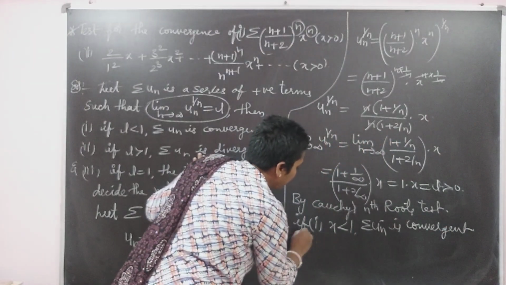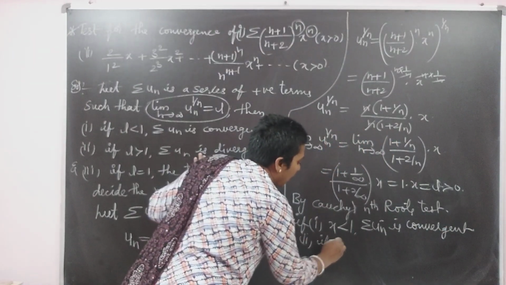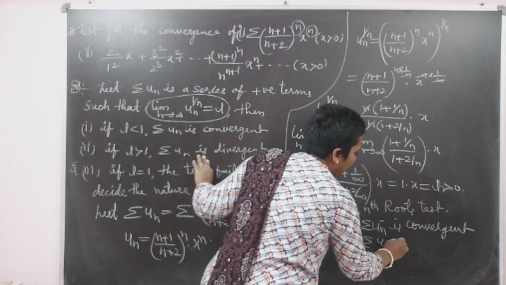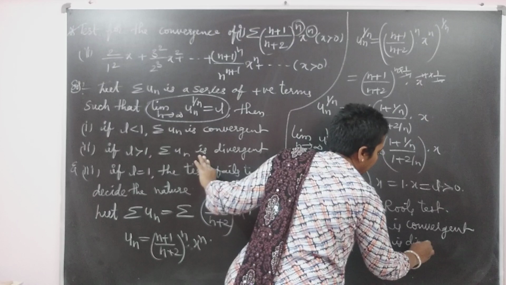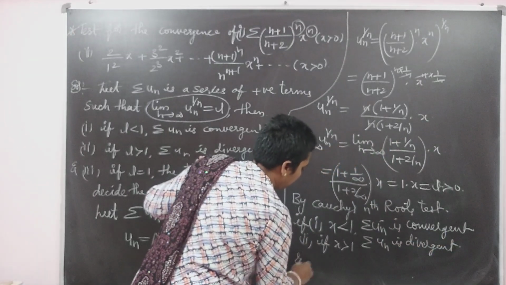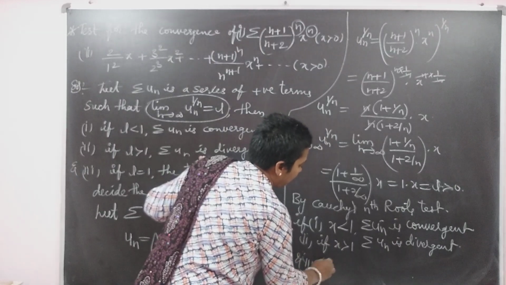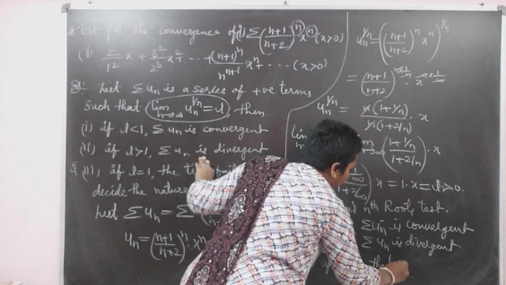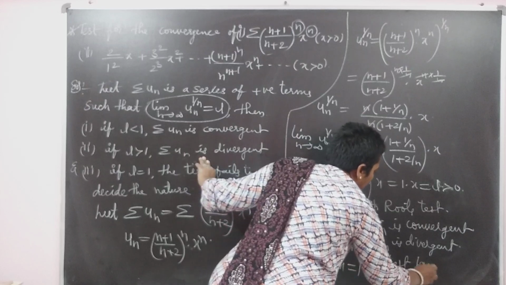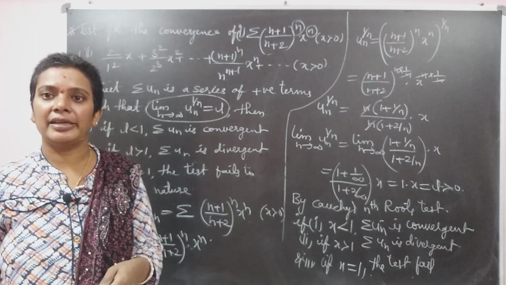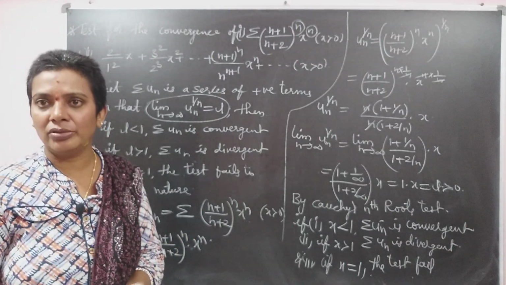And the second one, if x is greater than 1, then sigma un is divergent. Third one, if x is equal to 1, the test fails to decide the nature of the given series. Why? Because here x is greater than 1. We don't know what is the value of x.